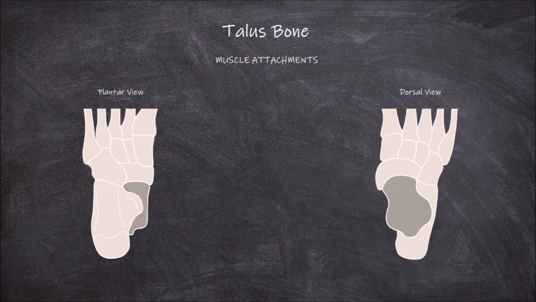What about the muscles that attach to this bone? This bone actually has 0 muscle attachments and is the only bone in the foot with no muscle attachments. And that concludes this video on the structure of the talus bone.